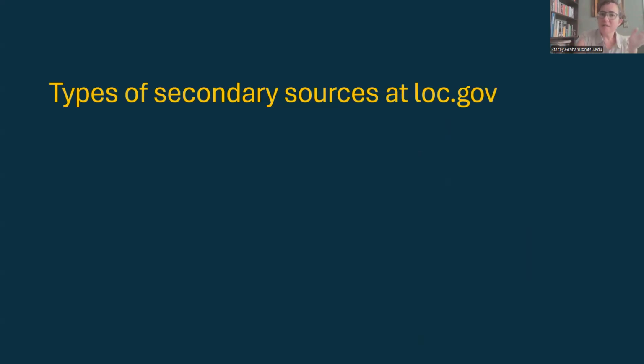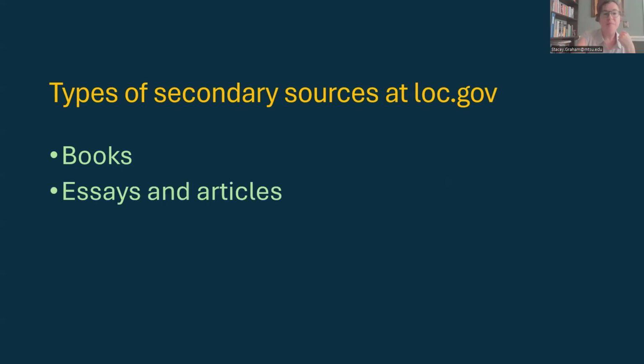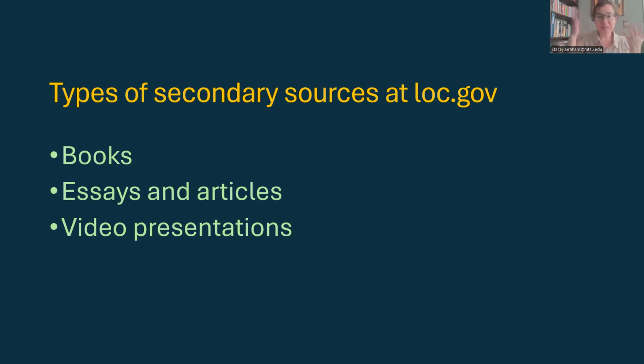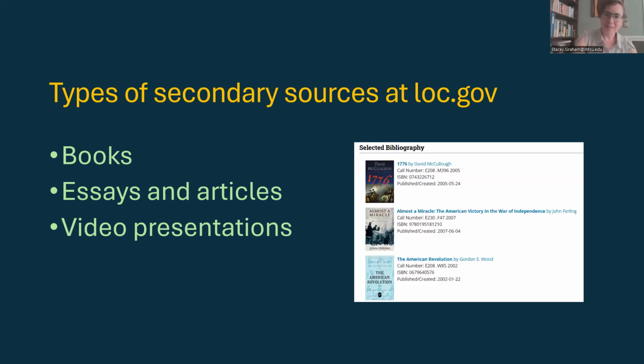So what kinds of secondary sources can you find at the Library of Congress website? Well, that would be an example of a book or other kind of printed material. These are both online and then sometimes as catalog references or bibliographic references to books. Essays and articles. We've looked at some of these in a previous webinar. And some video presentations too, which are kind of like an article, but in video format. So let's look at some examples.